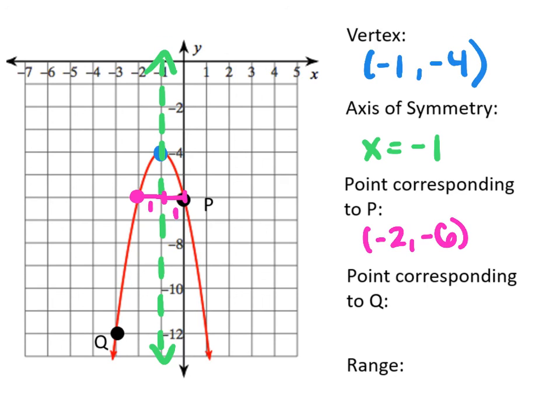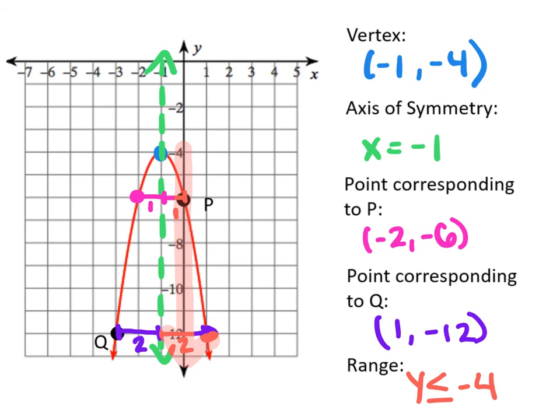For the corresponding point to Q, to get from Q to the axis of symmetry, I move over 2. So if I move over 2 on the other side, I find the corresponding point, which has a coordinate of 1, -12. The last thing we have to do now is identify the range. So the range is all the possible y values. Now the y values start at -4 and are everything less than that. So this means that our range is y is less than or equal to -4.